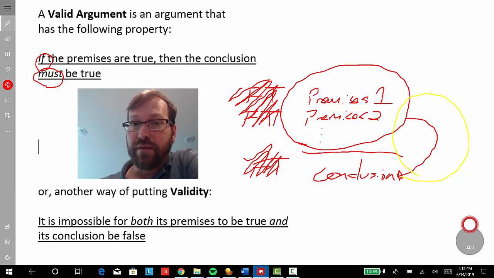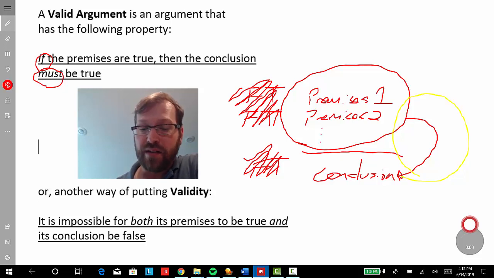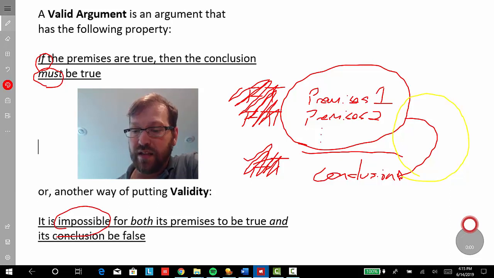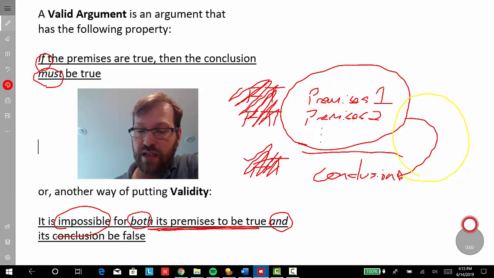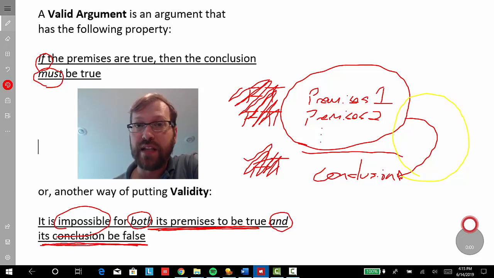So there is another textbook definition of validity. It says the same thing, but put in different words, and you might find that useful. So another way of thinking about a valid argument is one where it is impossible, there is no way, for both of these things to take place. So both of these things: one, its premises are true, and two, its conclusion is false.